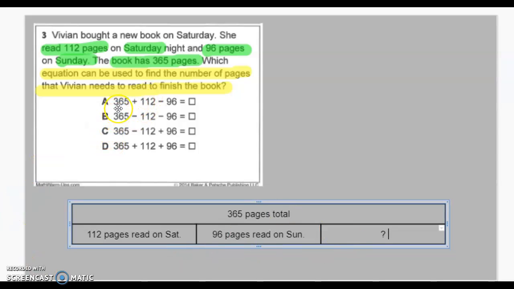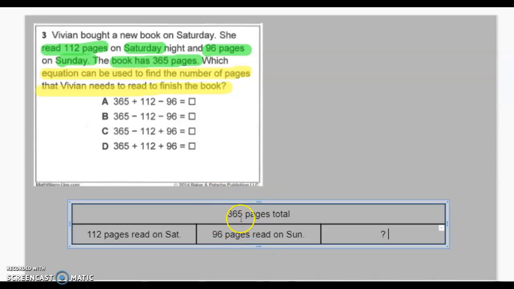So do I have 365 plus 112 minus 96? Well, I have a total, and then I have a part, and I'm missing a part. When I'm missing a part, I know we have to subtract, because all three of these together are going to equal 365.